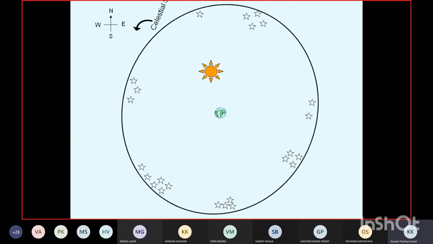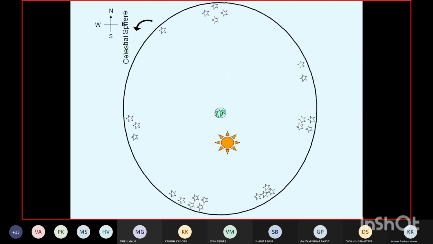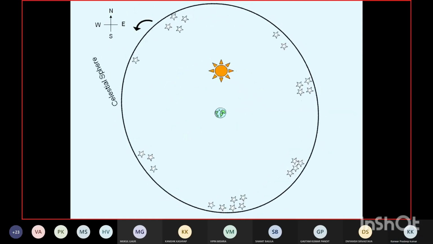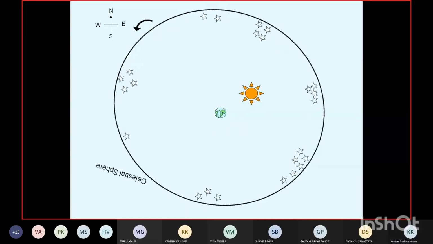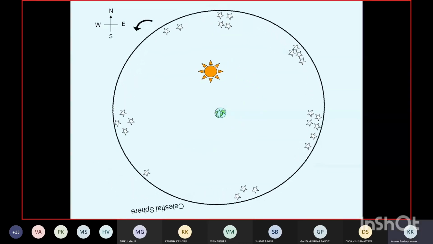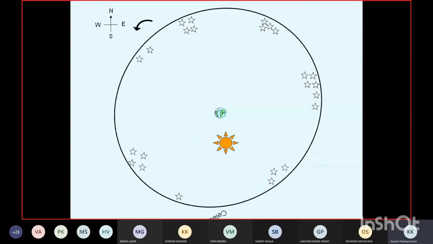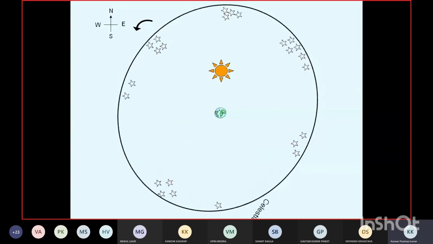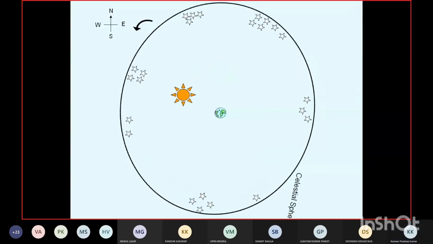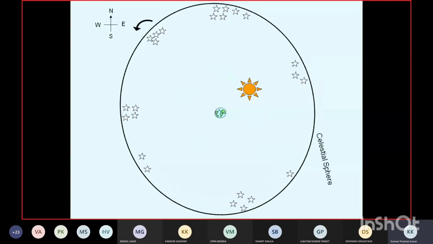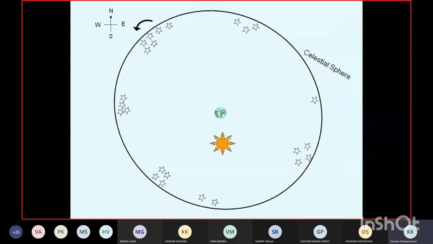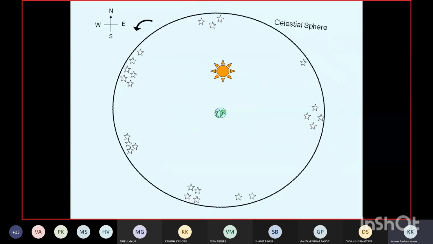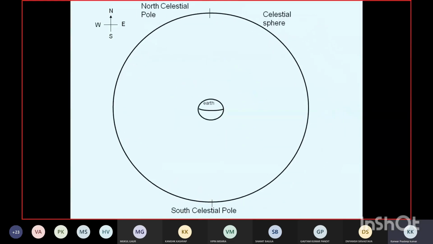So the sun is moving. The celestial sphere is also moving. You can see bodies rising in the east and setting in the west. East and west direction is mentioned. Celestial sphere is moving.